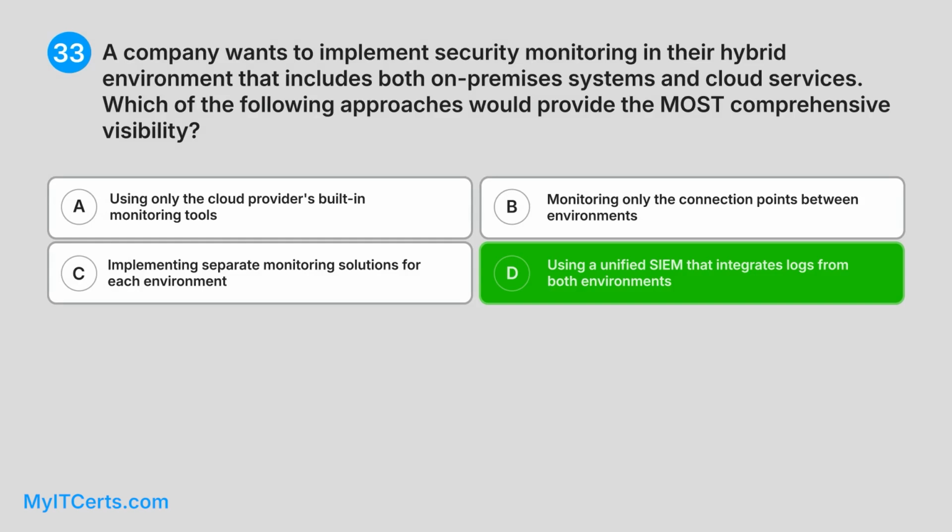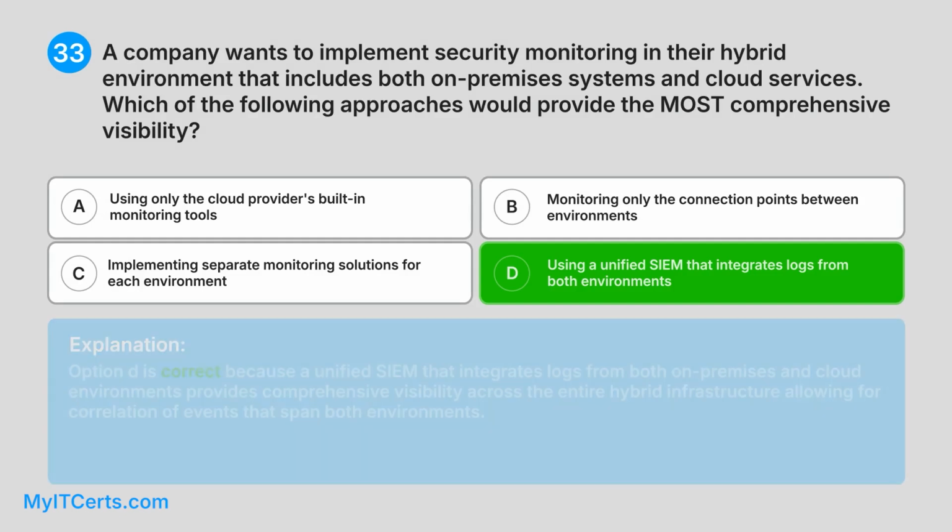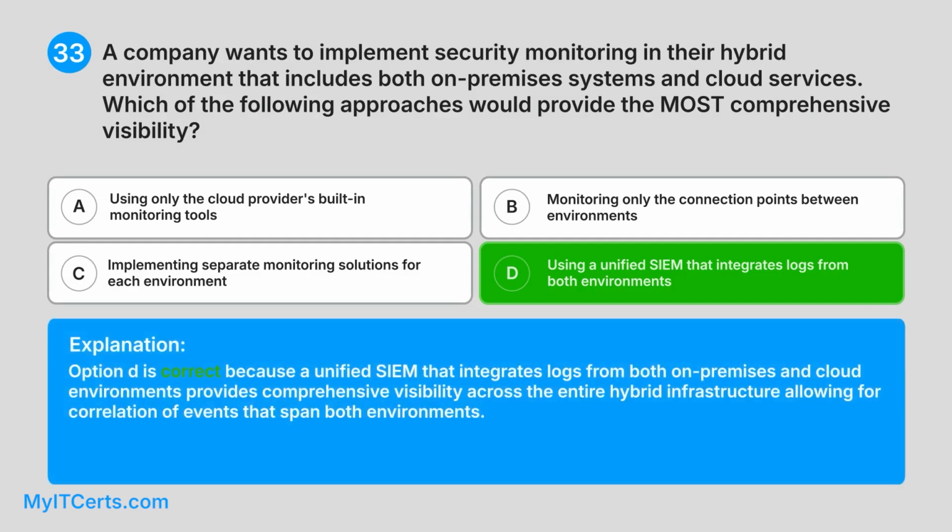Correct answer: D. Using a unified SIEM that integrates logs from both environments. Explanation: Option D is correct because a unified SIEM that integrates logs from both on-premises and cloud environments provides comprehensive visibility across the entire hybrid infrastructure, allowing for correlation of events that span both environments.